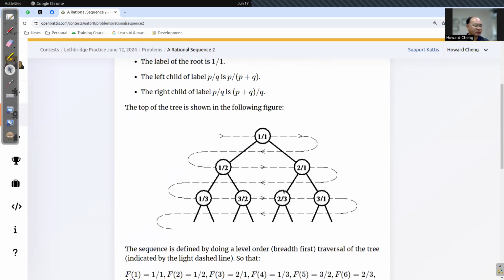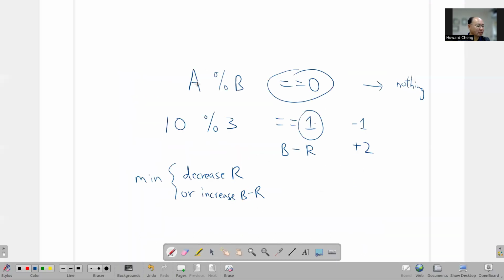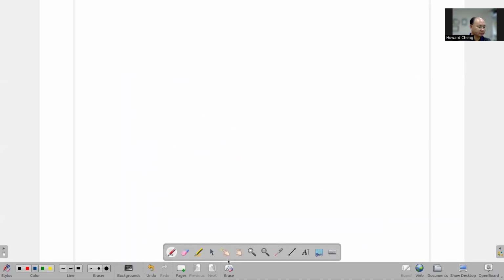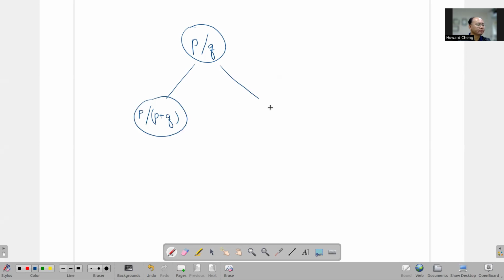And perhaps what we want to do, when they give you a node, is figure out how to get back to the root. Okay? And that turns out to be the key. So if you are in a node, then the left child is P divided by P plus Q, and the right child is P plus Q divided by Q, like this.